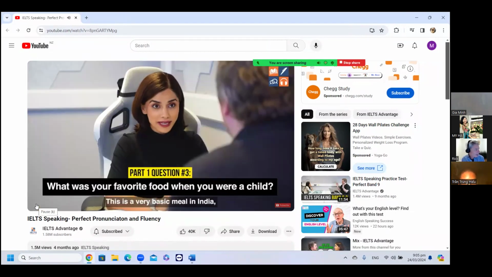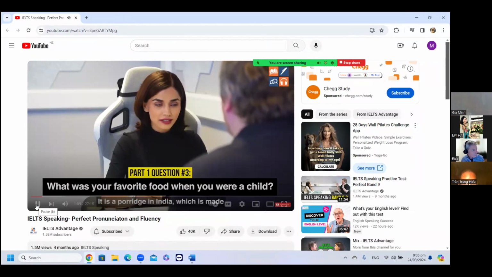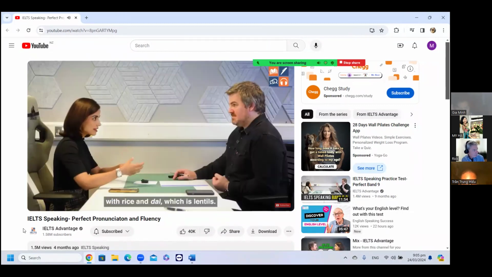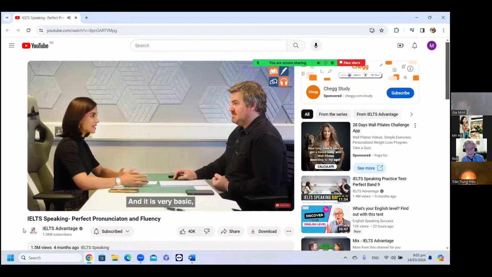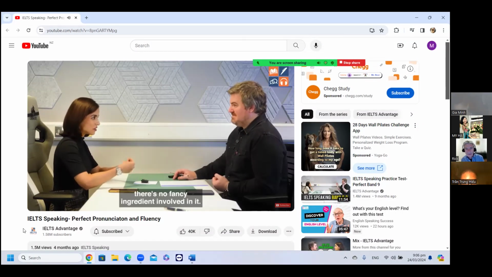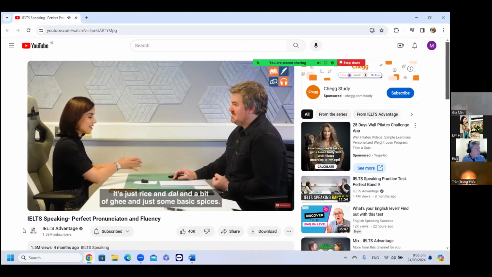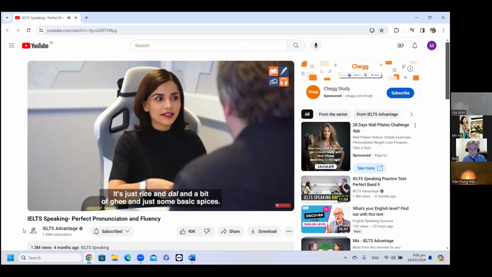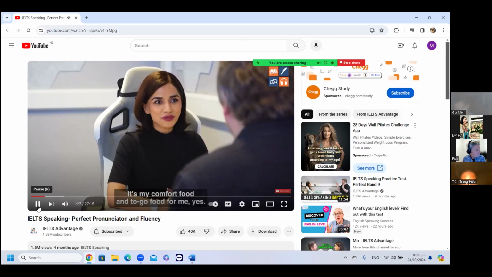What was your favorite food when you were a child? This is a very basic meal in India. It's called khichdi. It is a porridge in India, which is made with rice and dal, which is lentils. And it is very basic. There's no fancy ingredient involved in it. It's just rice and dal and a bit of ghee and just some basic spices. It's my comfort food and to-go food for me.